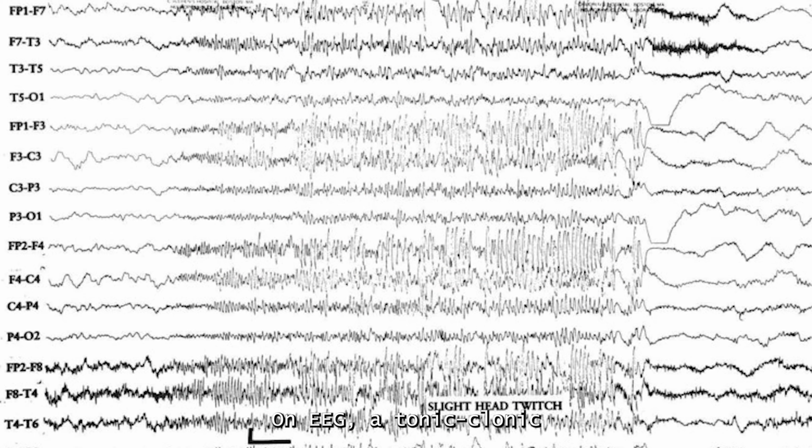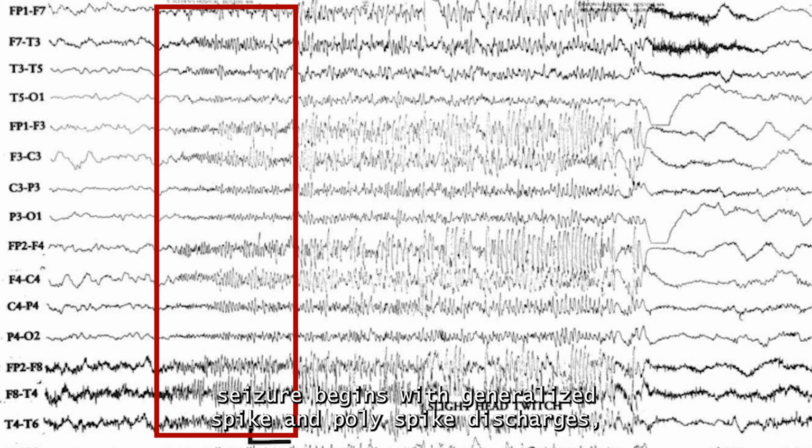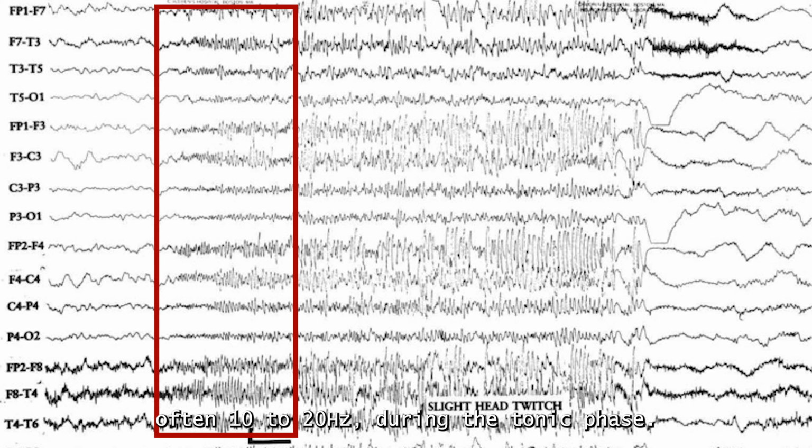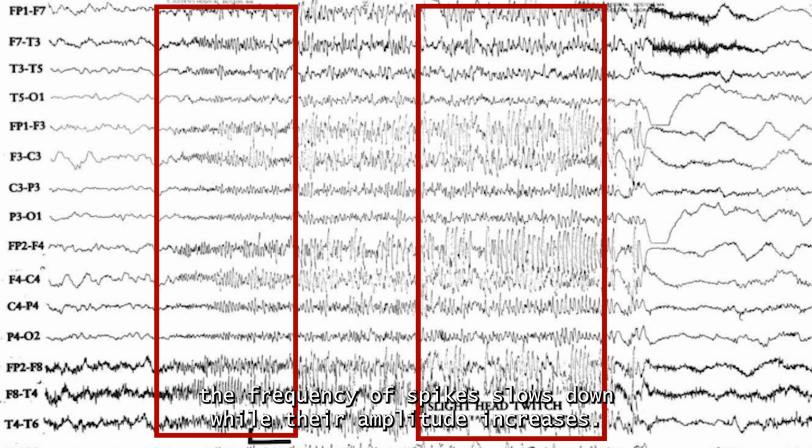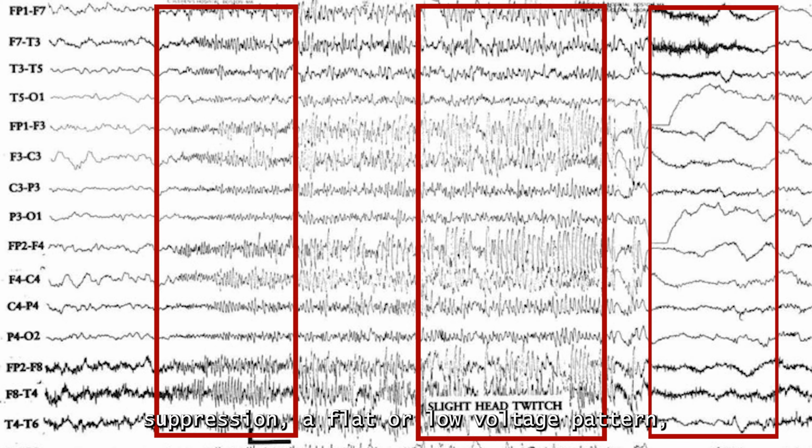On EEG, a tonic-clonic seizure begins with generalized spike and polyspike discharges, often 10 to 20 Hz, during the tonic phase. As the seizure transitions to the clonic phase, the frequency of spikes slows down while their amplitude increases. Finally, there's post-ictal suppression, a flat or low voltage pattern, reflecting that widespread neuronal fatigue.